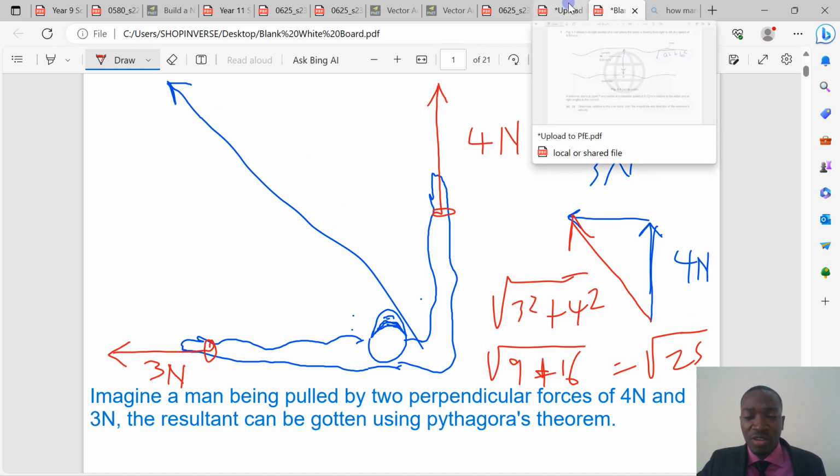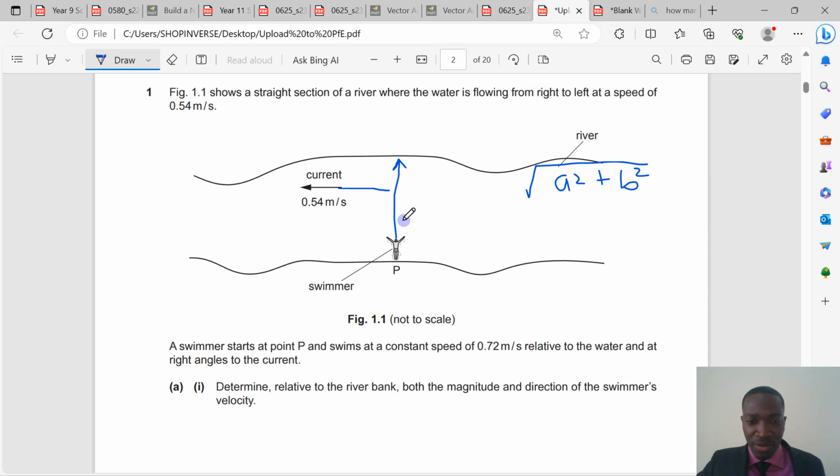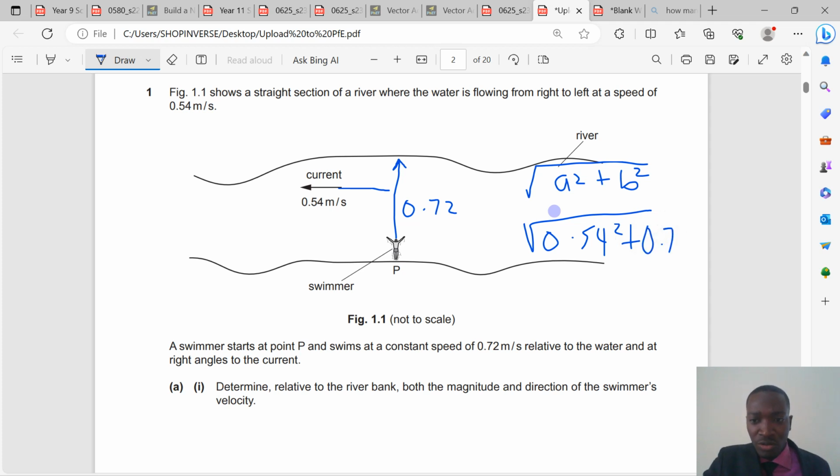So that same phenomenon will be applied here. The swimmer swims at a speed of 0.72 meters per second. So this is the speed of the swimmer, 0.72. This is the speed of the current, 0.54. So we use Pythagoras theorem. We take the square root of 0.54 squared plus 0.72 squared. So let's use our calculator to do that.